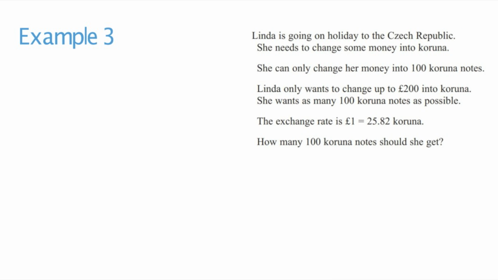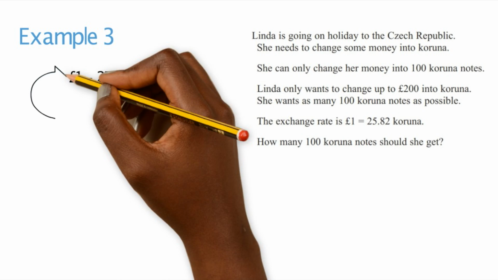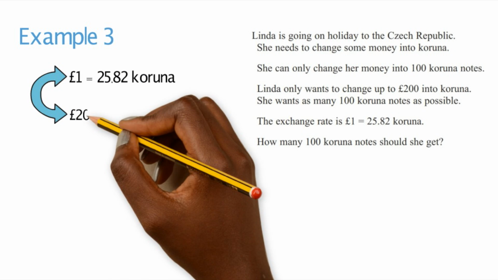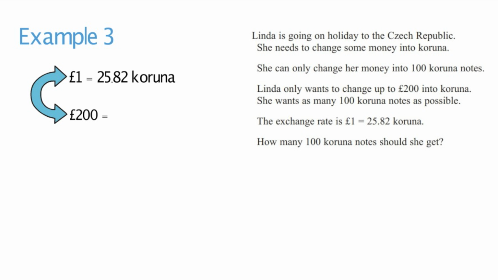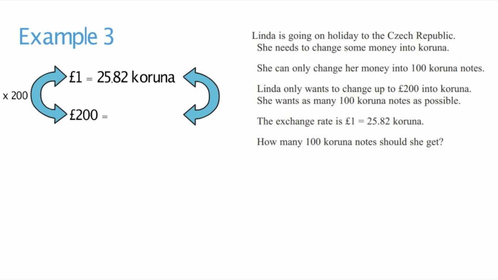Example 3. Linda's going to the Czech Republic, and she basically wants to work out how many 100 koruna notes she has. The first thing we're going to do is write down the rate. Now it says in the question that she wants to change £200 into koruna, so we're going to work that out first. Always dissect your question. From 1 to 200, you would multiply by 200. So to work out the koruna, we're going to do 25.82 times 200, and that's going to give us an answer of 5,164 koruna.